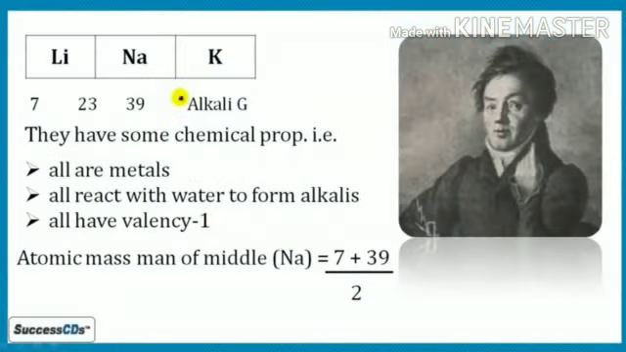Explanation: lithium has atomic mass 7, sodium has atomic mass 23, and potassium has atomic mass 39. If we arrange these 3 elements according to increasing order of their atomic masses, the elements are lithium, sodium, and potassium respectively. Arithmetic mean of atomic masses of first and third element, that is 7 plus 39 divided by 2 is equal to 46 divided by 2 is equal to 23.